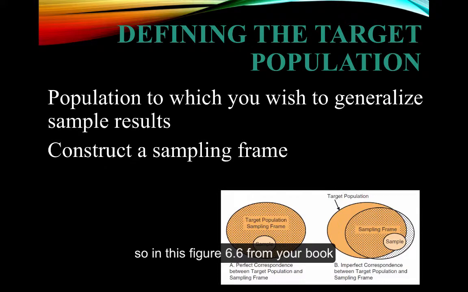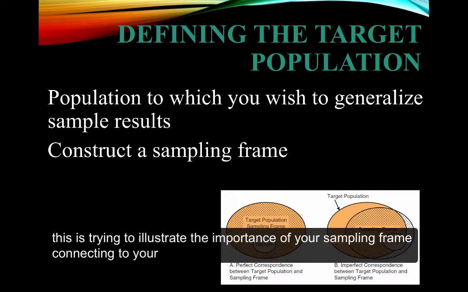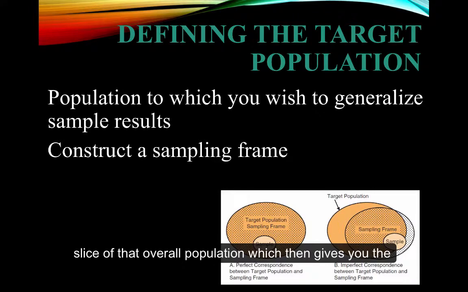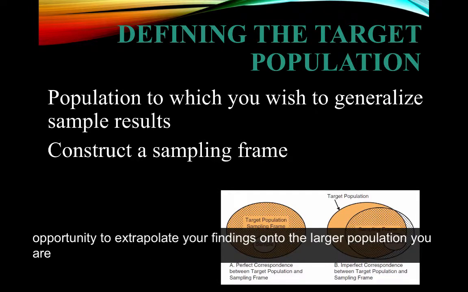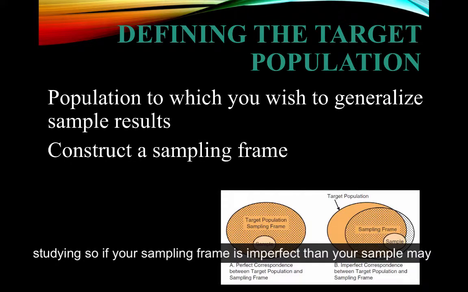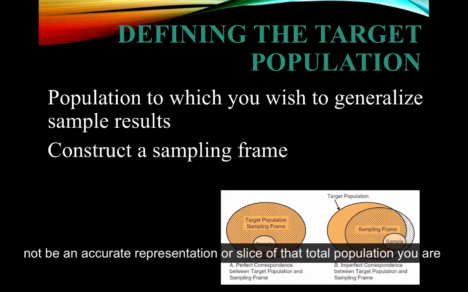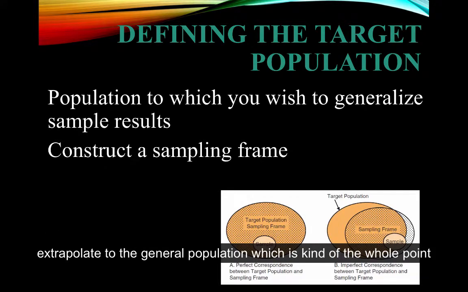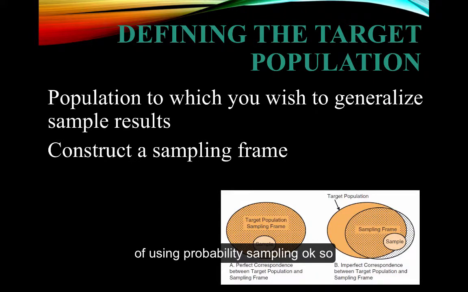So in this figure 6.6 from your book, this is trying to illustrate the importance of your sampling frame connecting to your target population correctly, so that your sample is an accurate slice of that overall population, which then gives you the opportunity to extrapolate your findings onto the larger population you're studying. So if your sampling frame is imperfect, then your sample may not be an accurate representation or slice of that total population you're studying, which again means that your findings would not necessarily be something you could extrapolate to the general population, which is kind of the whole point of using probability sampling.